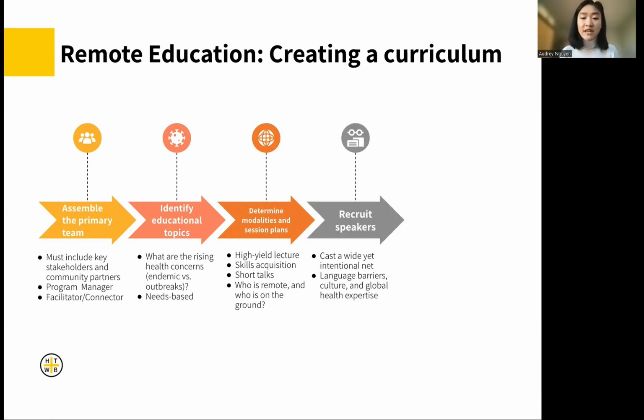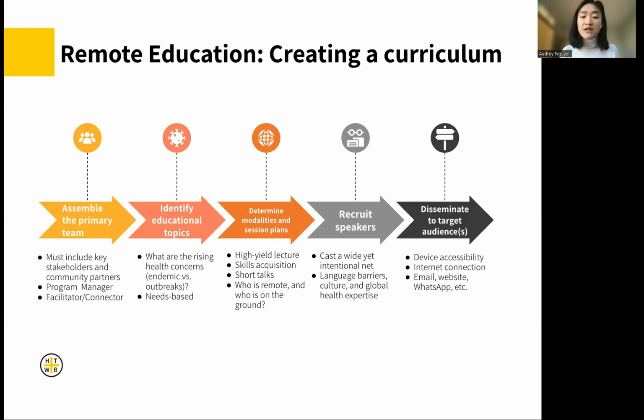Fourth, reach out to speakers. Depending on how well connected your team is, this could actually be a very easy or a very challenging task. The most important consideration here, in addition to the global health expertise of the speakers, is to also think about language barriers and cultural awareness.